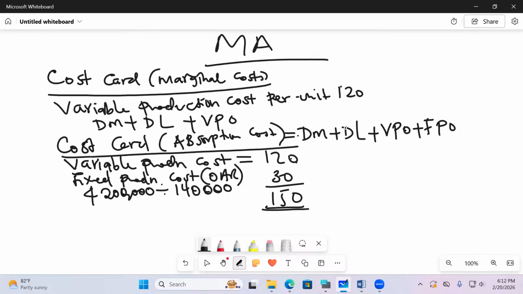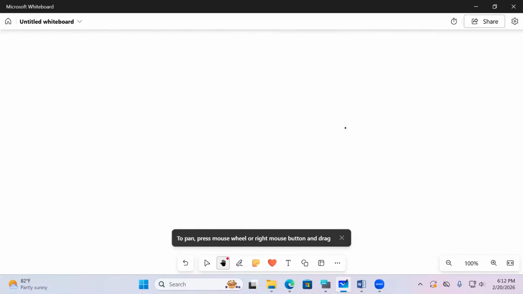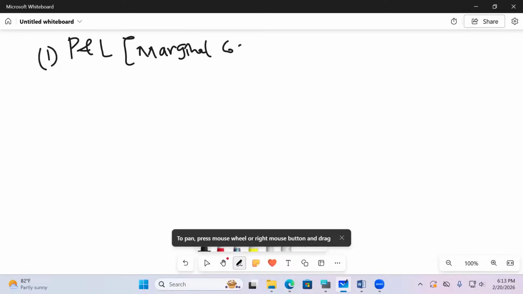So at least this is over. What we need to do now is get into business. We are onto the business of giving them the profit and loss statements. First of all, we are doing number one, so we start with which method here? Marginal costs. We start with marginal costs.